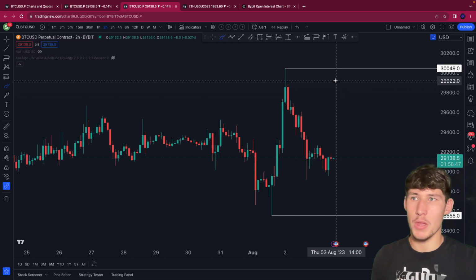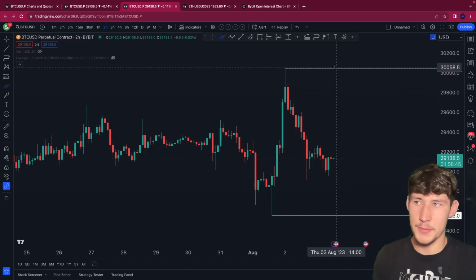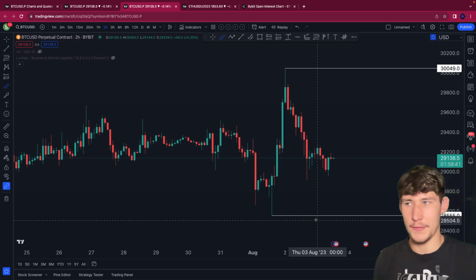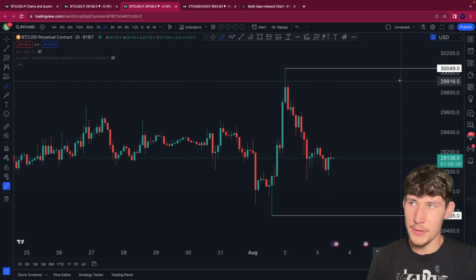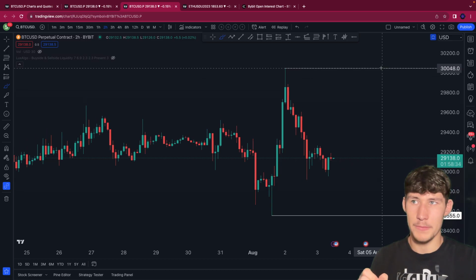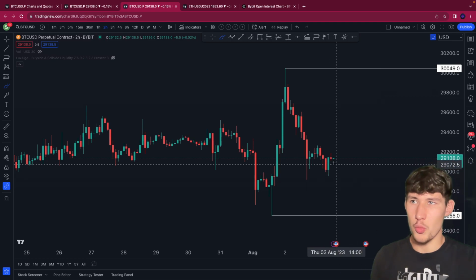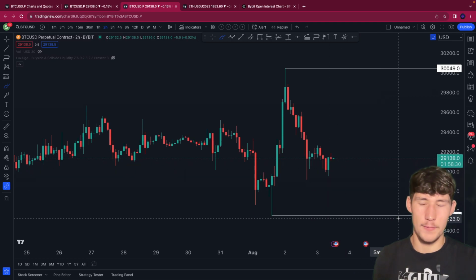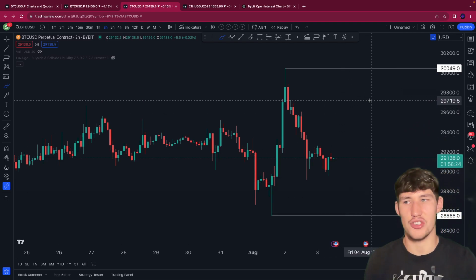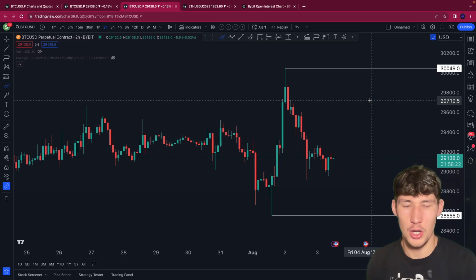Our first level up here is at approximately $30,000, and our second level here is at $28,555. These are the two levels we have set. We have alerts set at these levels, so once the price hits one of these levels, we get an alert. We can take a look at the charts and see what price action is actually doing at that moment in time.